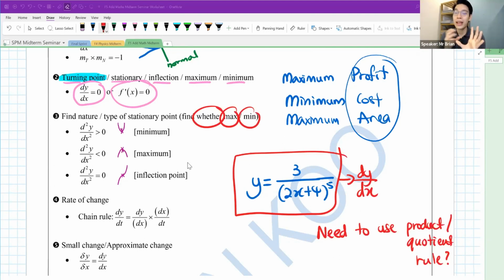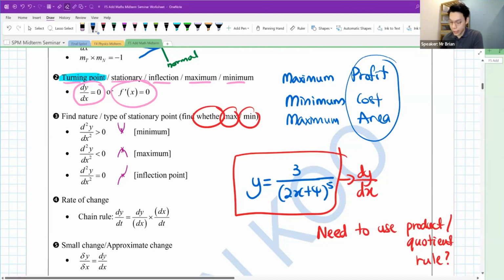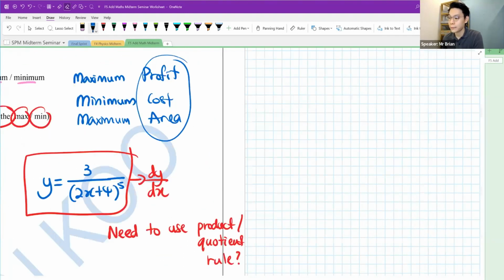But in case anyone you are shy and you're not sure about the answer, or you think that I need to use quotient rule, let me tell you why you don't need to. So a quick one before we start to do application, I just want to make sure that your quotient rule, product rule concept is correct. You always think like this.